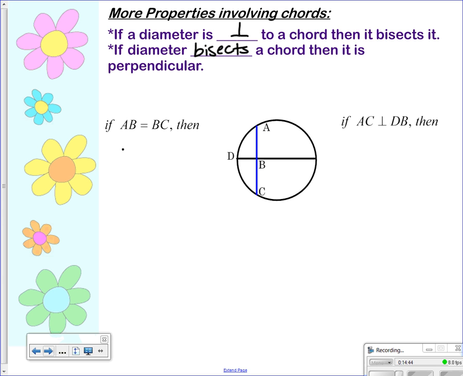So the first one that says if AB equals BC, I'm going to put in my like signs in there to show that they're congruent. If that's true, then what do you know? What else do you know in the picture?